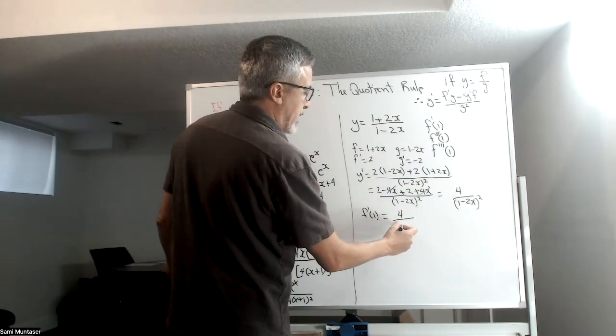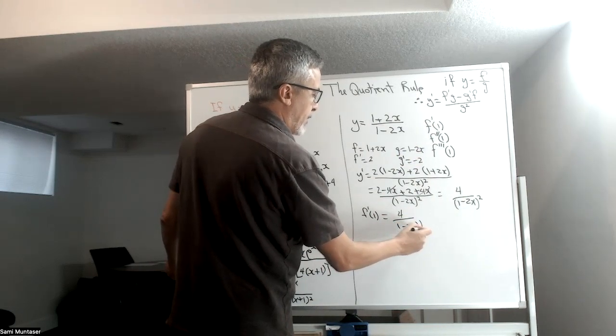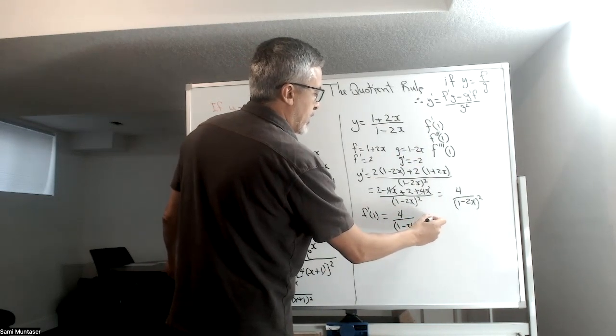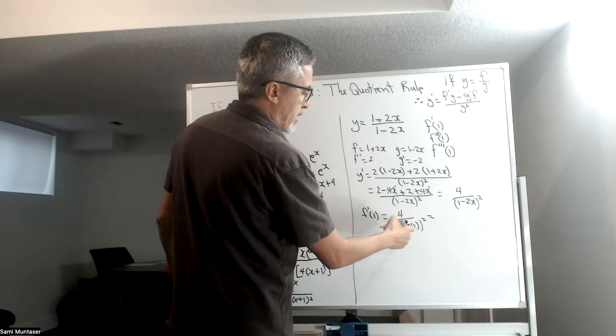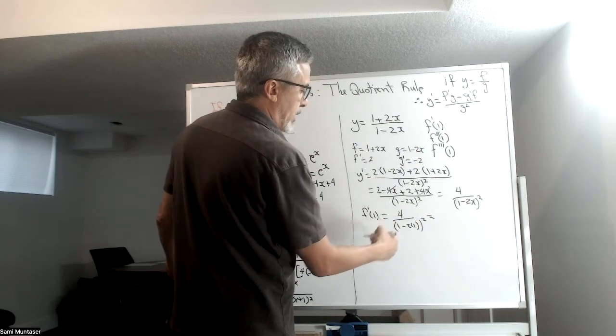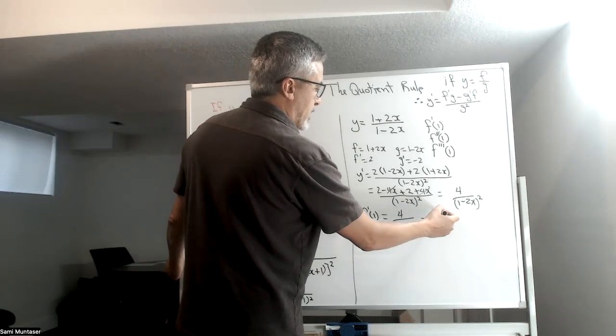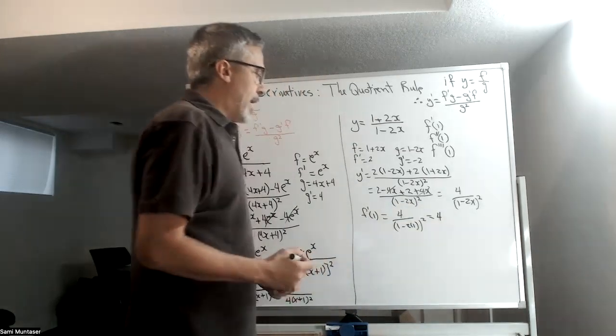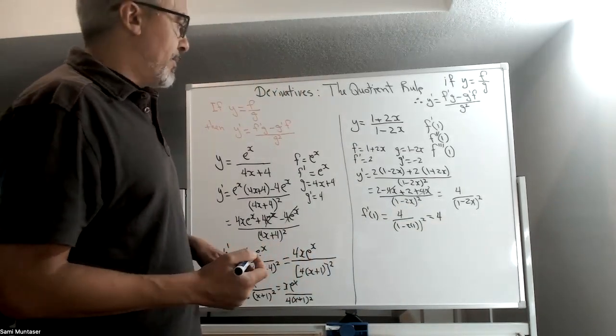So 4 over 1 minus 2 times 1 squared, which equals: 1 minus 2 times 1 is just going to be negative 1. Negative 1 squared is 1. 4 divided by 1 is just 4. So that is for the first derivative.